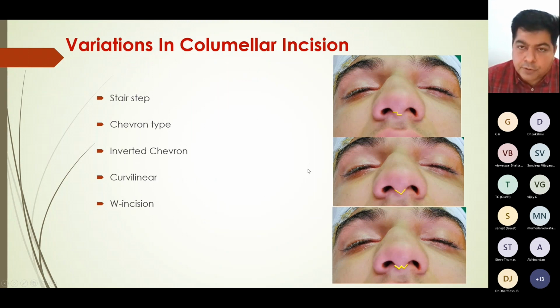Another important thing to know about the columellar incision is that it has to be given in the narrowest part of the columella so that the scar load is less and it is less visible, and you have to break the scar. This can be either a stair step, each one has its own proponents. It could be a chevron type, inverted chevron, curvilinear, or W-shaped incision. But the bottom line is the incision has to be broken so that the scar doesn't contract and the incision is not visible after 3 to 6 months of surgery.